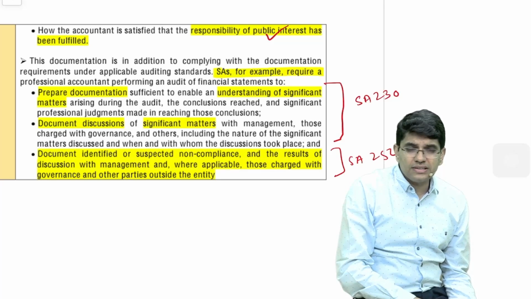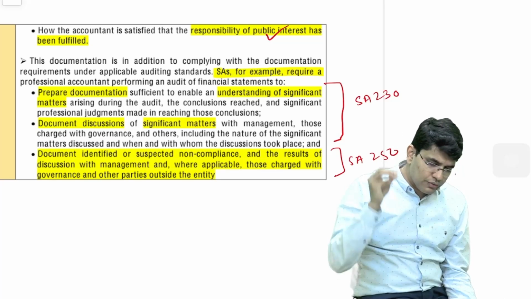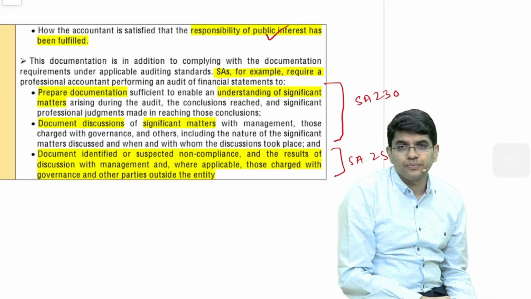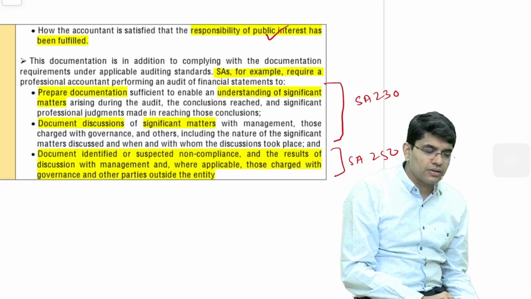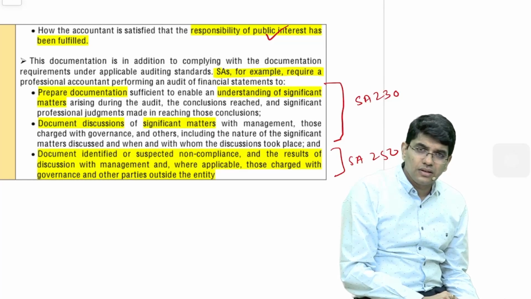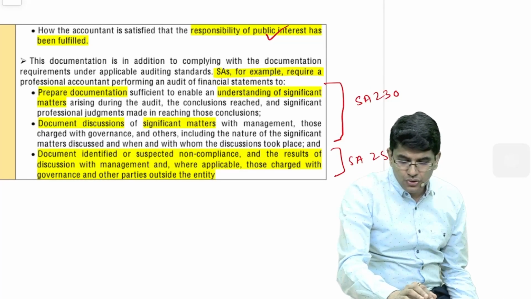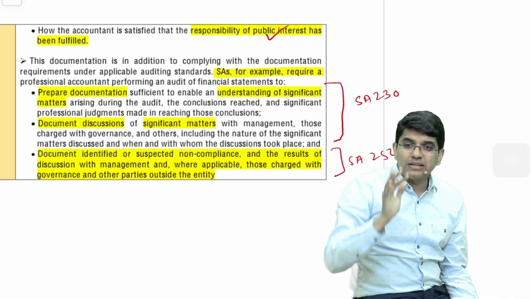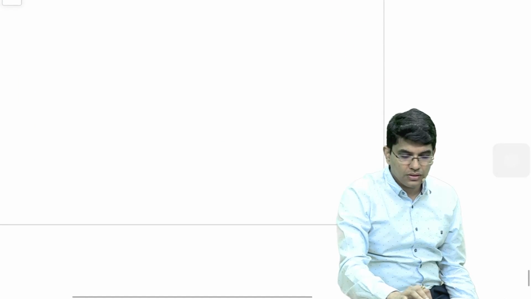So SA 230 says that there should be proper documentation with respect to significant matters, and NOCLAR is a significant matter. SA 250 says that you should have proper disclosure for non-compliances, and NOCLAR is a non-compliance. So when it comes to documentation, NOCLAR also says what needs to be documented. Standards on Auditing also say what needs to be documented.